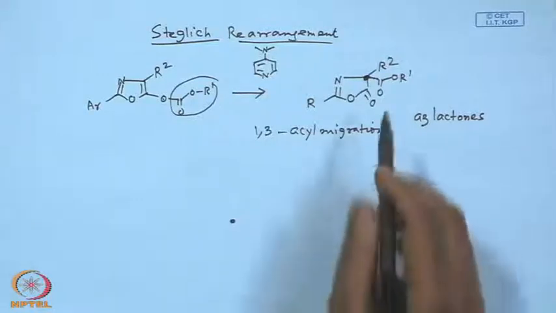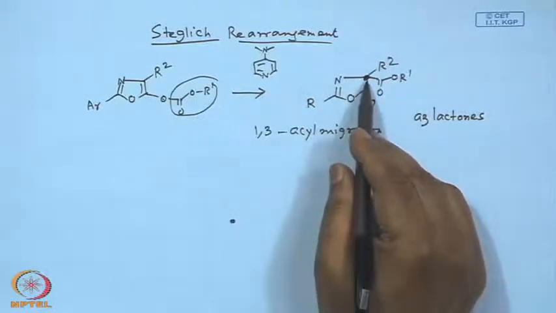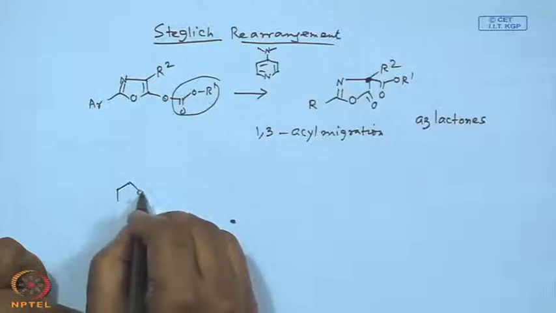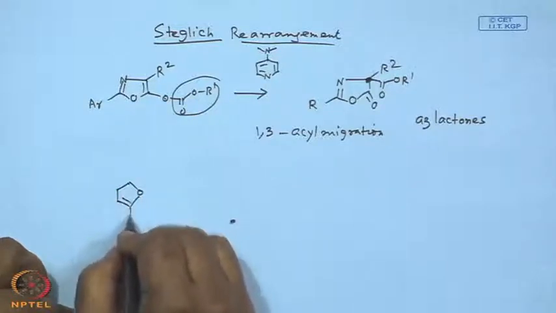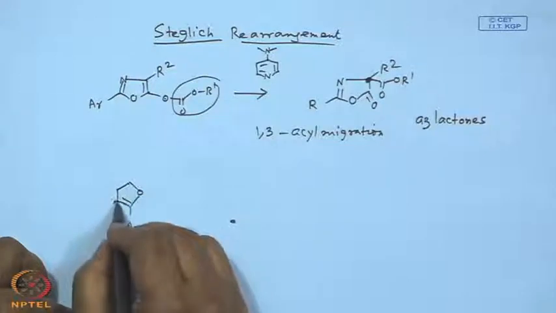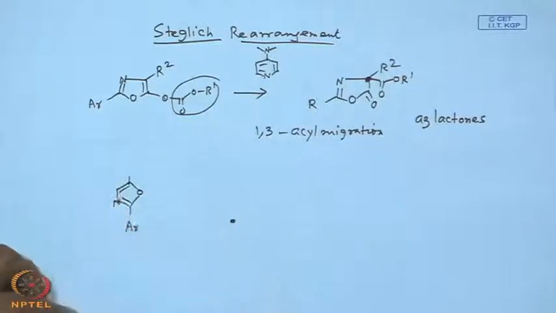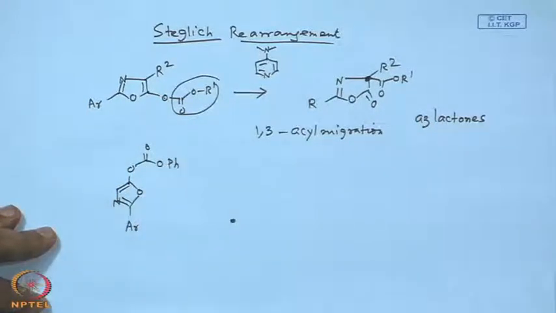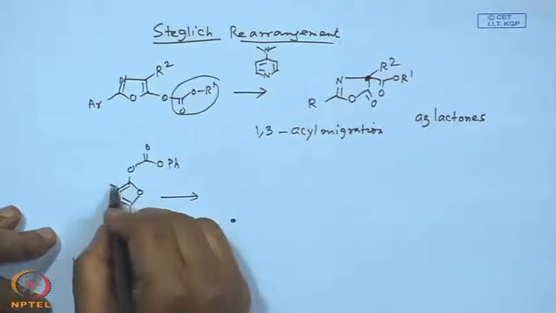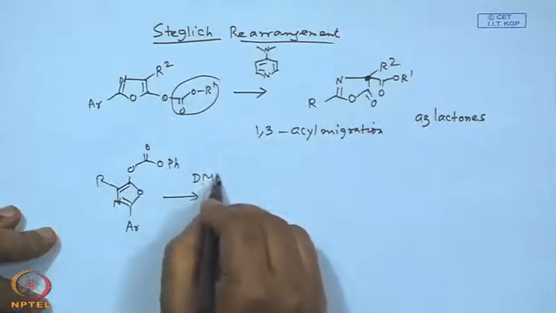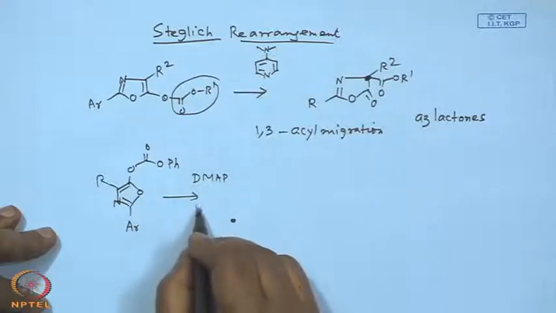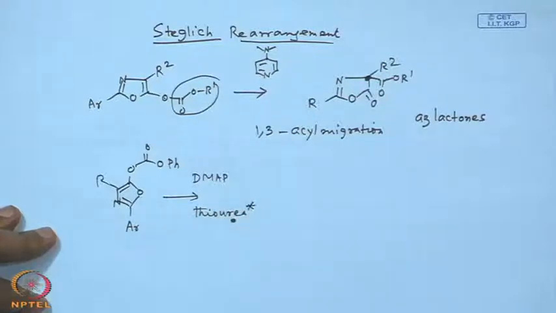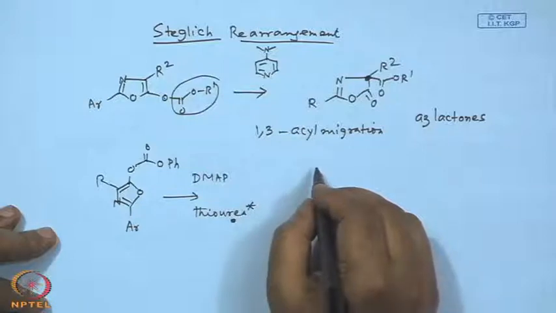The other possibility is that since you are producing a chiral center, you have to see whether you can have an asymmetric version. In fact, very recently someone has devised an interesting catalyst, again an oxazole here, for Steglich rearrangements. What you need is something like this, and then if you have an R group here, DMAP and then a thiourea catalyst, which is a chiral one. That is it. It is a chiral one.